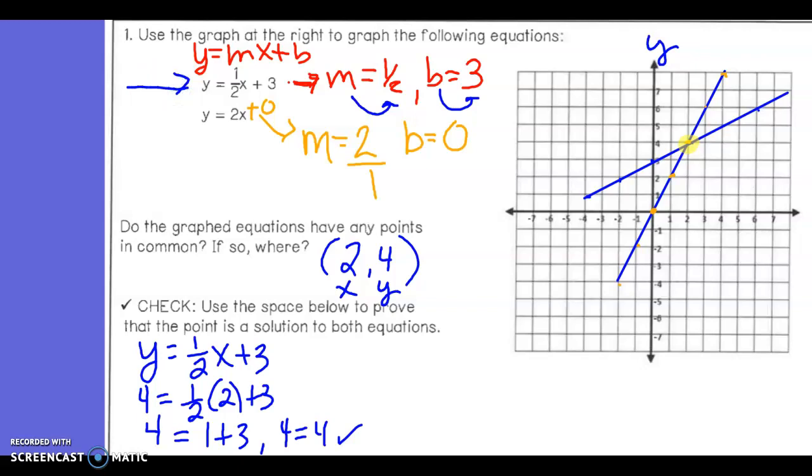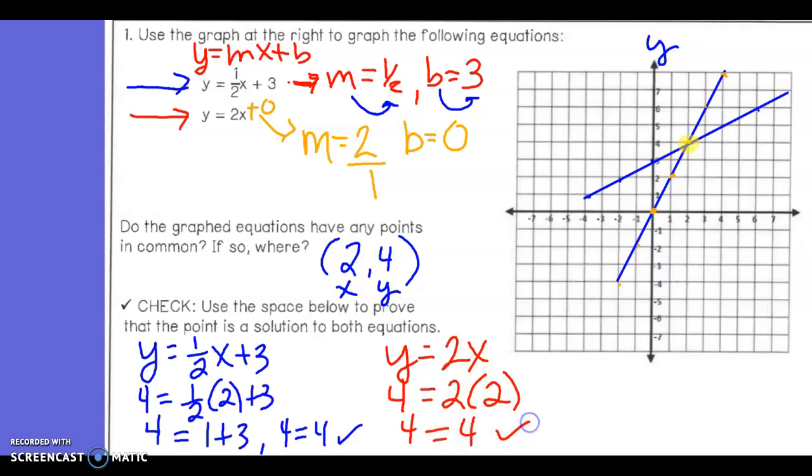Now we're going to check it in the second equation, y equals 2x. Again, I'm going to put 2 in for x and 4 in for y. So I have 4 equals 2 times 2, or 4 equals 4, which is true. So since this ordered pair works in both of these equations to make a true statement, it is the solution to my system of equations.